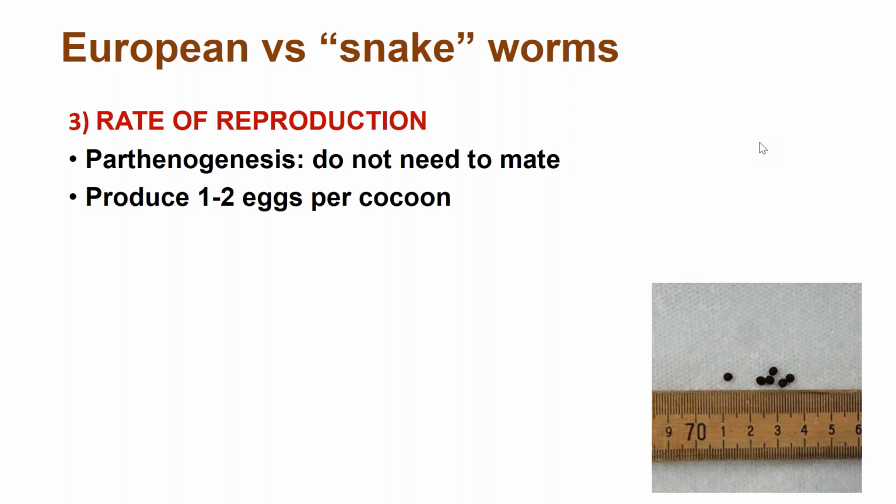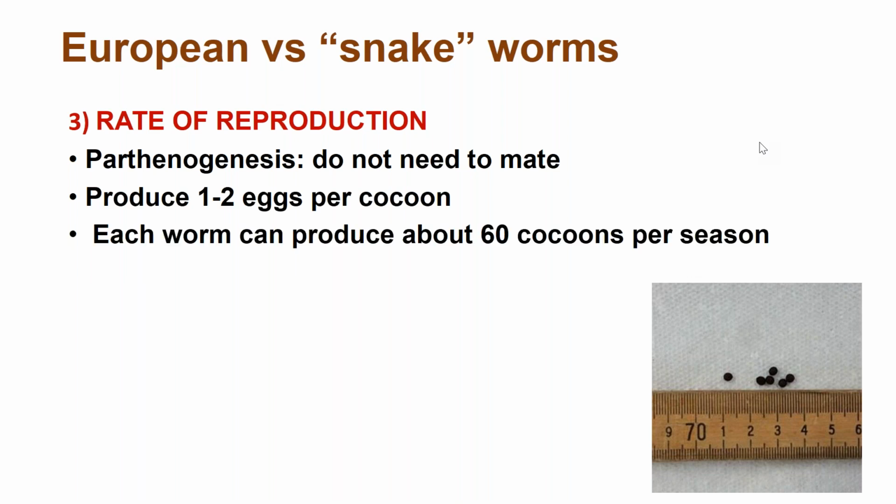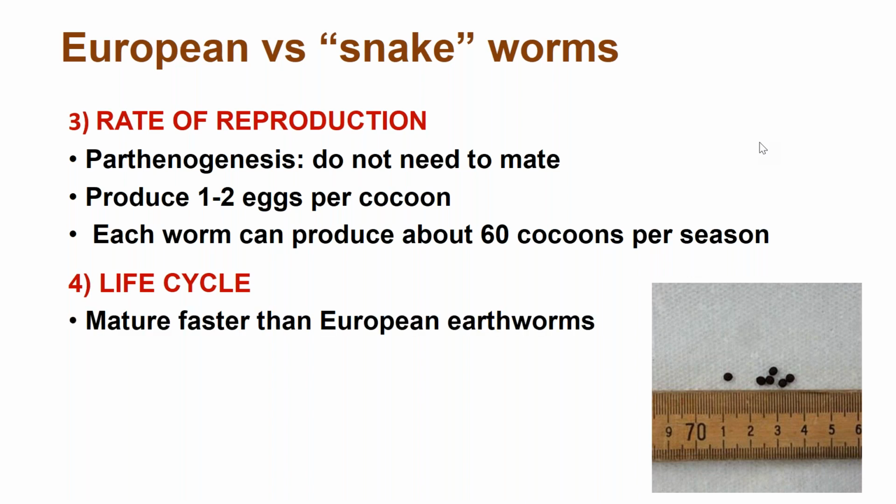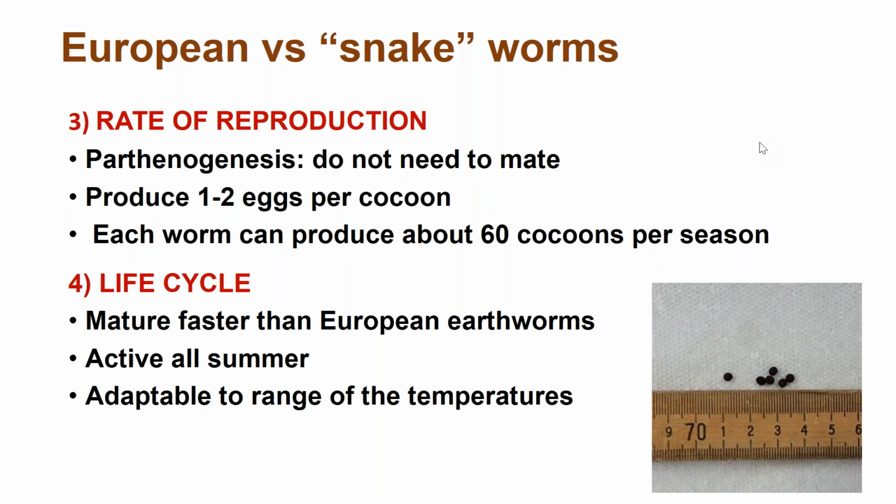They usually produce 1-2 eggs per cocoon, and they hatch pretty fast. And each worm can produce about 60 cocoons per season. So that's why you can sometimes see this rapid explosion. The life cycle will be different, and we need to talk about that in a little bit more detail, because they usually mature faster than European earthworms, as I mentioned before. They are active all summer. And remember, I said they come from Asia, which has a different climate compared to Europe. European earthworms tend to be more tolerant to colder temperatures, and Asian earthworms are more tolerant to warmer temperatures and not tolerant to the cold. And that's the main difference in their life cycle.